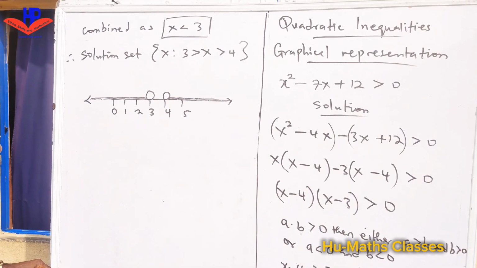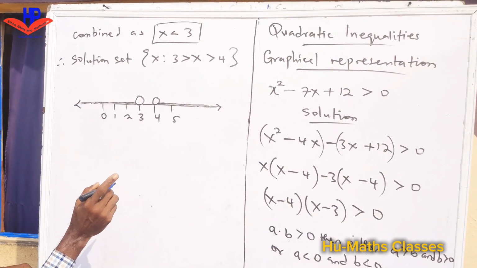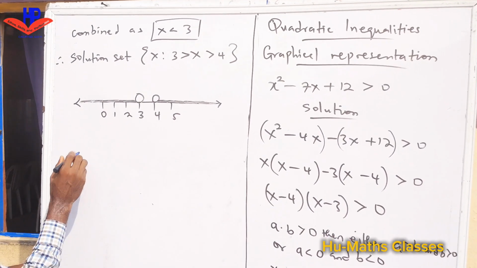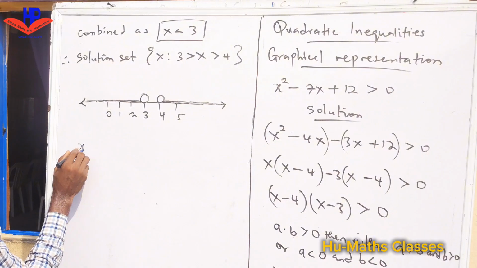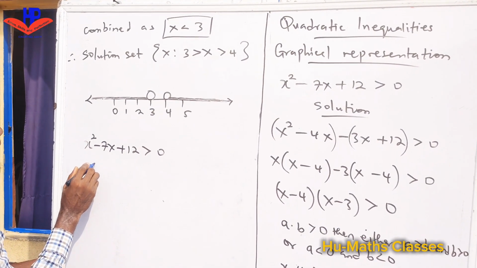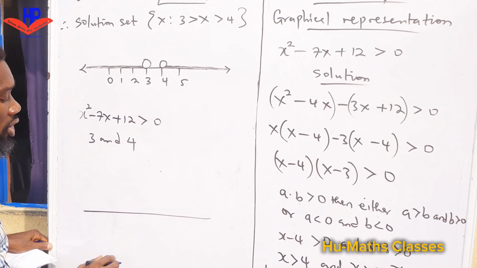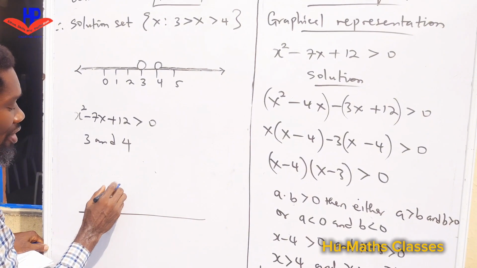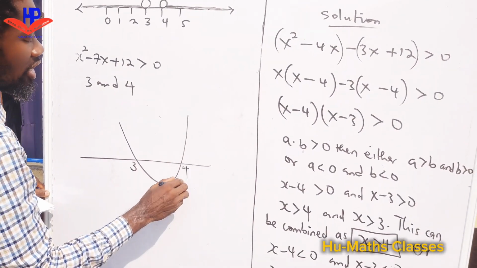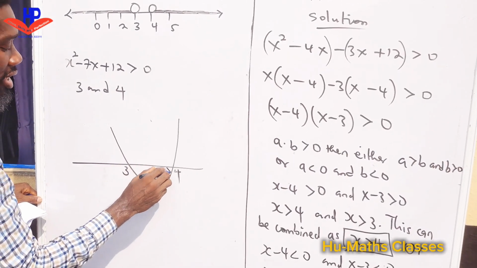So in our graphical representation also, we are going to have the solutions of the graph, the parabola, which is the quadratic. The roots of this equation, x squared minus 7x plus 12 greater than 0, are simply 3 and 4. So we want to have the curve cutting the axis at 3 and 4. Let it be that here is 3 and here is 4. So our shading will be inside.